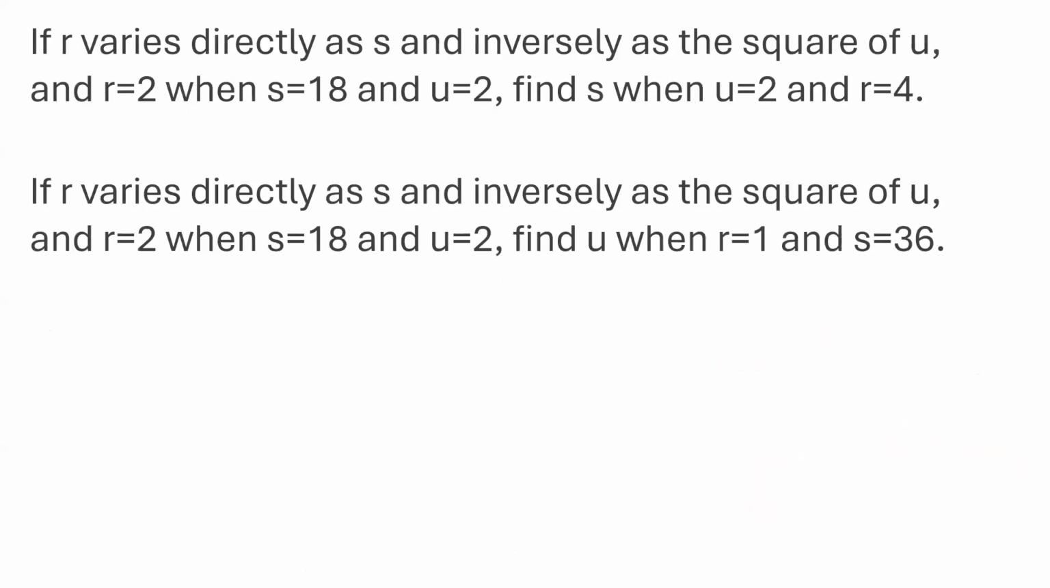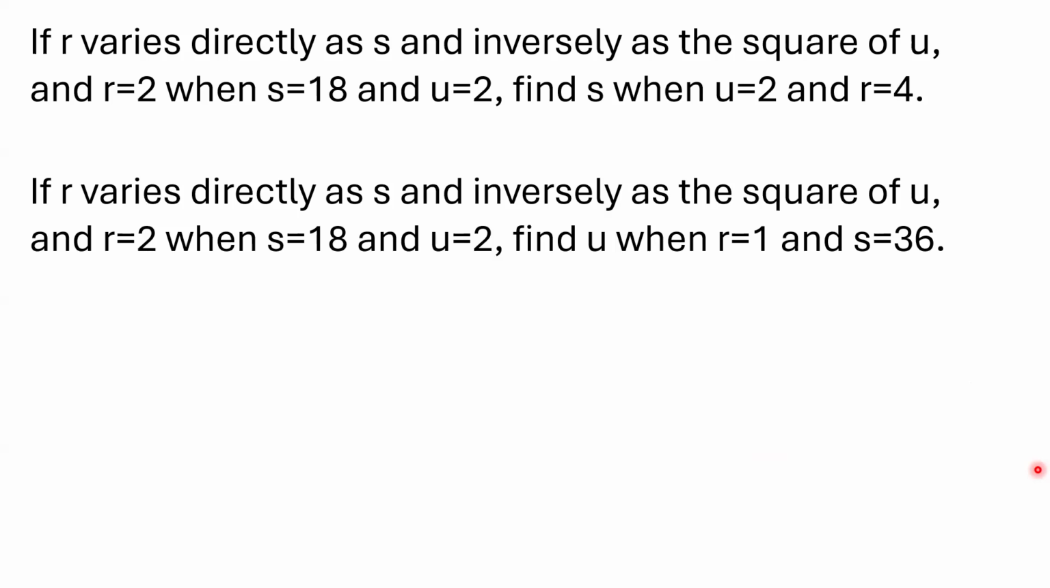Okay? Dito naman, I'll just give you time to think kung paano ito gagawin. Okay? Balikan nyo lang yung ating examples. If R varies directly as S and inversely as the square of U, and R is equal to 2 and S is equal to 18 and U is equal to 2. Find S when U is equal to 2 and R is equal to 4. Actually, pareho lang talaga siya ng given. Nagkaiba lang sila dito sa U, 2 tsaka 4.